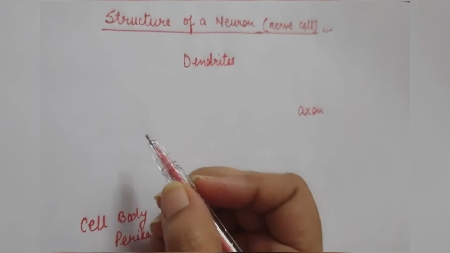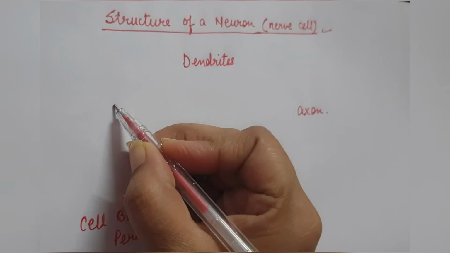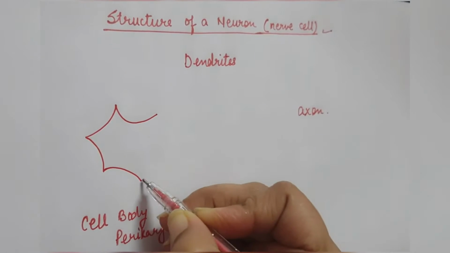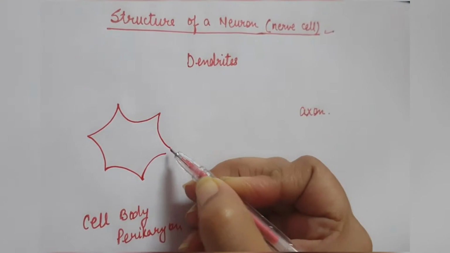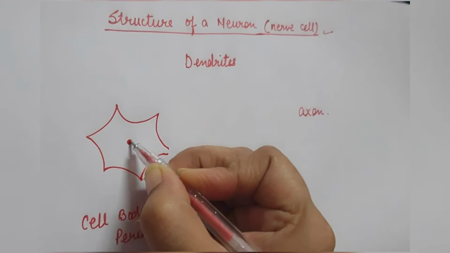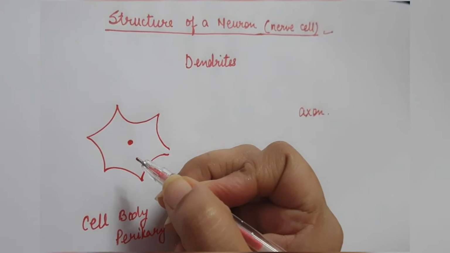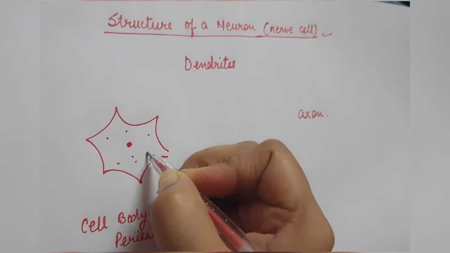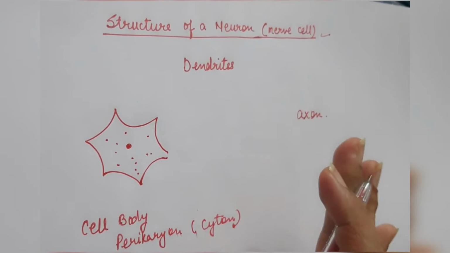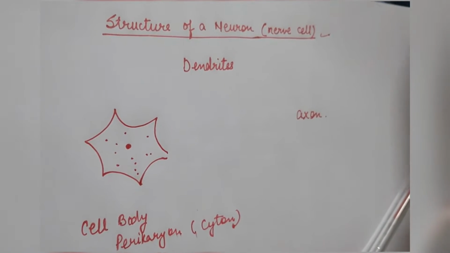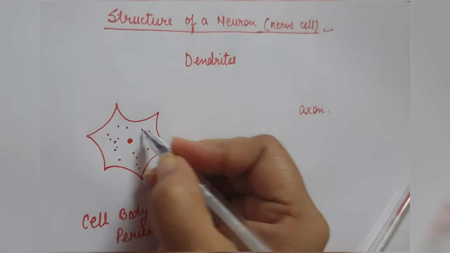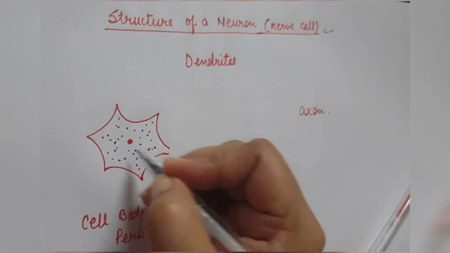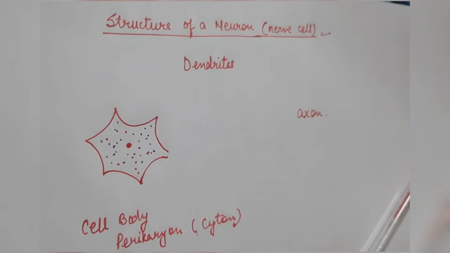Now see, the cell body is like a normal cell. There will be a cell membrane, and a well-defined nucleus is present. Then the granular cytoplasm is present, and there will be other cell organelles as in other cells except the centrosome.